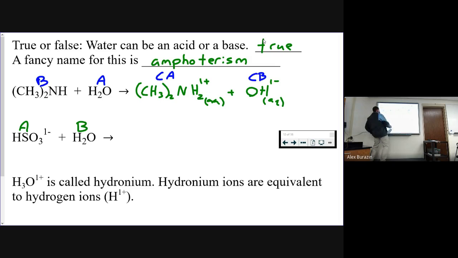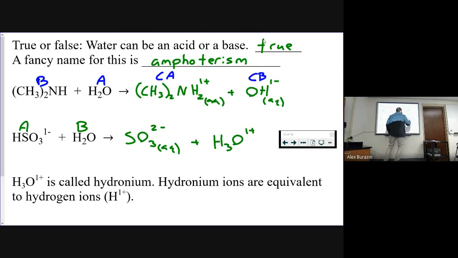So I transfer the hydrogen over. I end up with SO3 2-. And remember, if you're paying attention to the charges, right? I hope you're paying attention to my charges. The hydrogen ion we're transferring is obviously 1 positive. So wherever it goes, it goes up in charge by 1. Wherever it leaves, it goes down in charge by 1. Right? I'm hoping that math makes sense when I'm switching charges a little bit. And I get H3O 1+, hydronium.